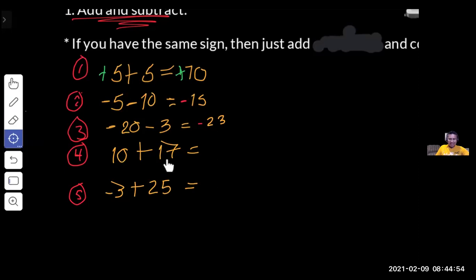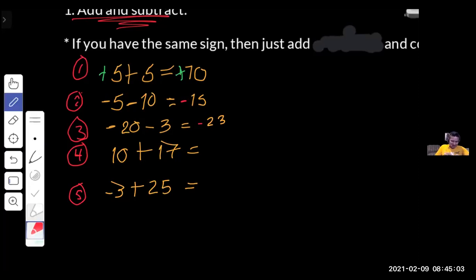Let's go to this one. This is when both of them are positive, which is even easier because it's just added. 10 and 17 is 27.